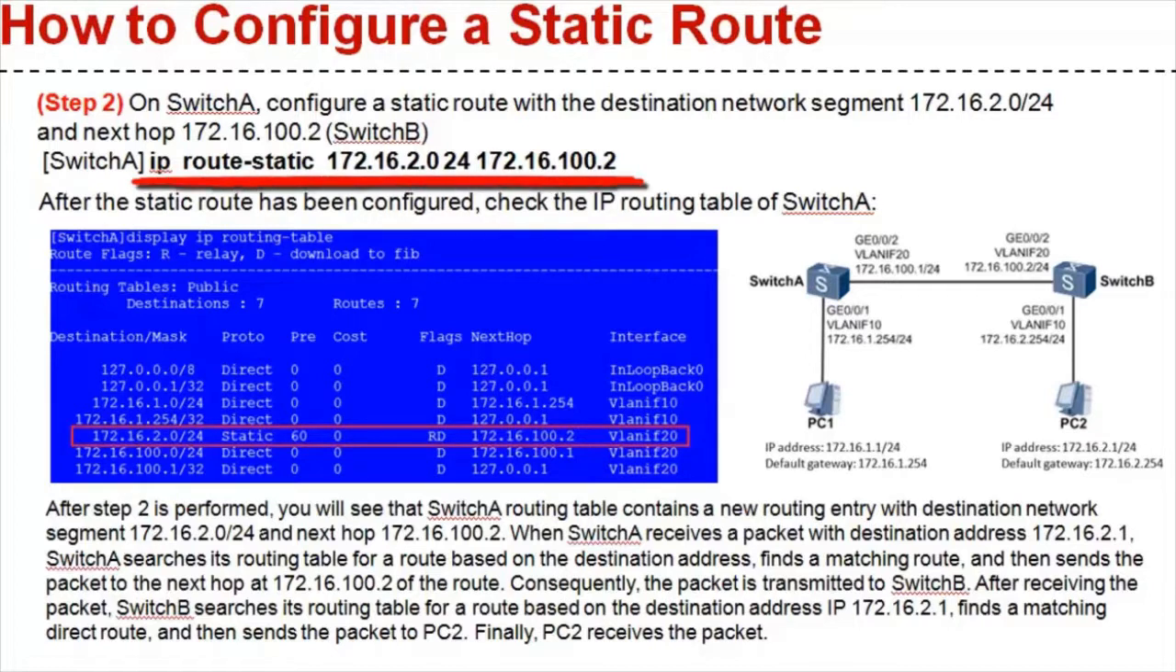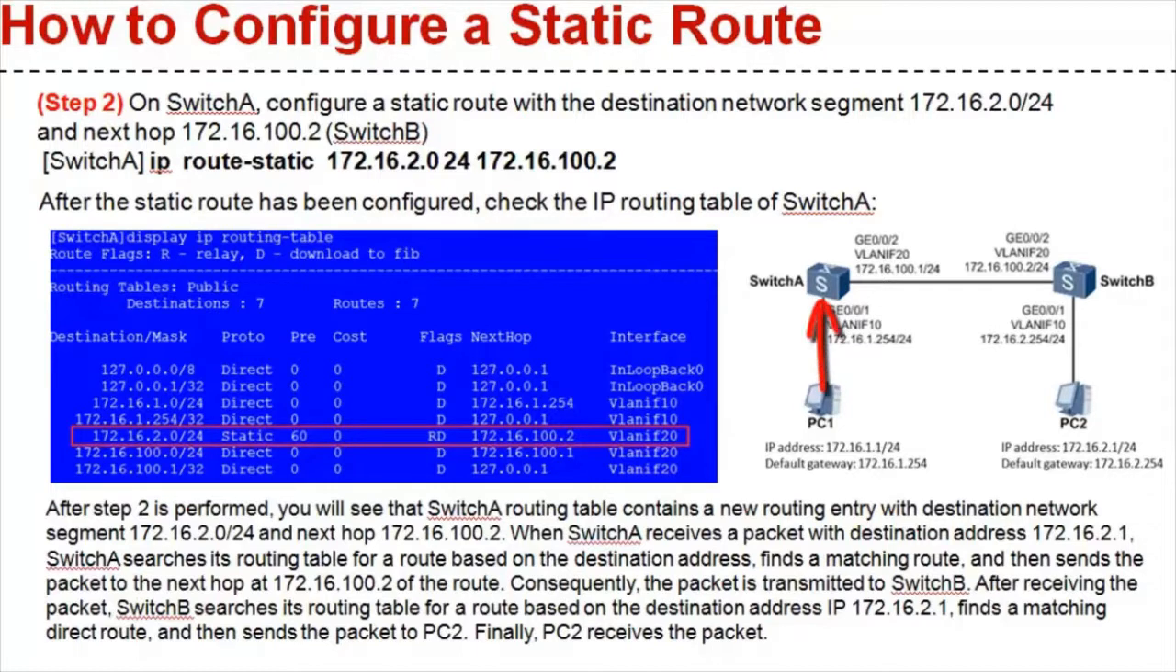After the static route has been configured, the switch A routing table contains a new routing entry with destination network segment 172.16.2.0 and a next hop of 172.16.100.2.